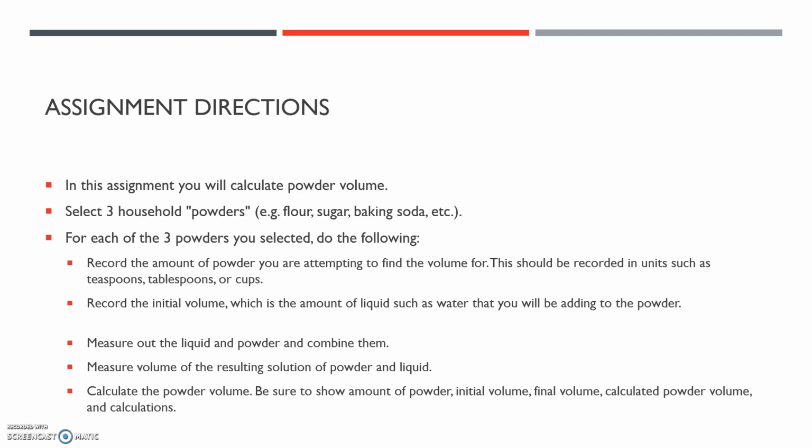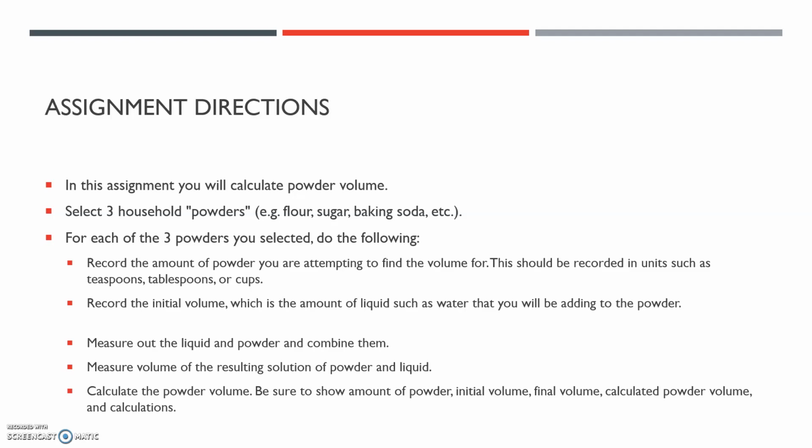At first, you want to select 3 household powders. Think of things like flour, baking soda, powdered milk, etc. For each of the 3 powders you selected, you will do the following. Record the amount of powder you are attempting to find the volume for.